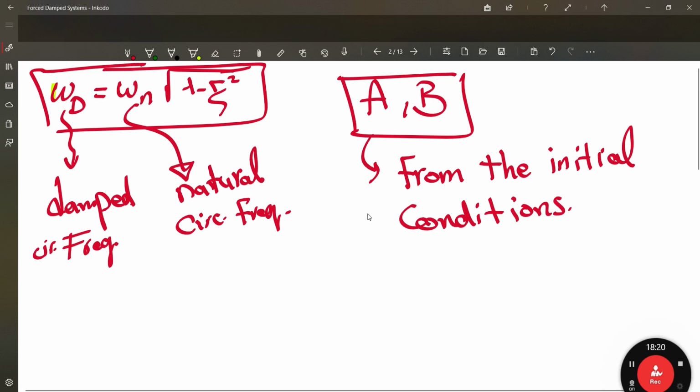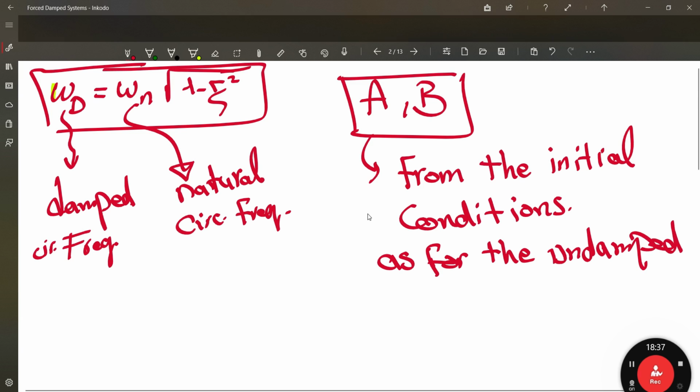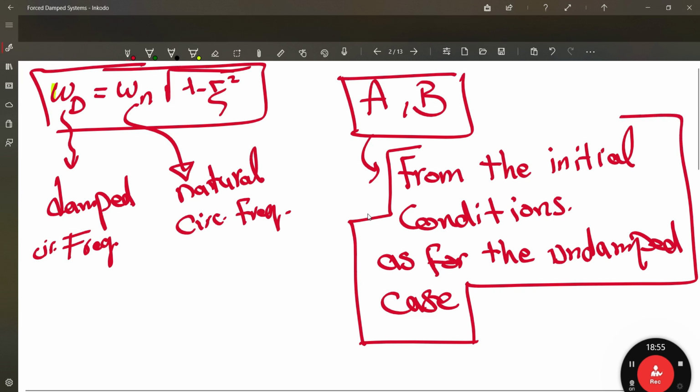Okay, so we can obtain them from the initial condition, as for the undamped case. You can go to the previous video and find how we obtained it. Actually, I referenced it to the textbook because it is a mathematical derivation. You can find it clearly and understand it from the textbook.